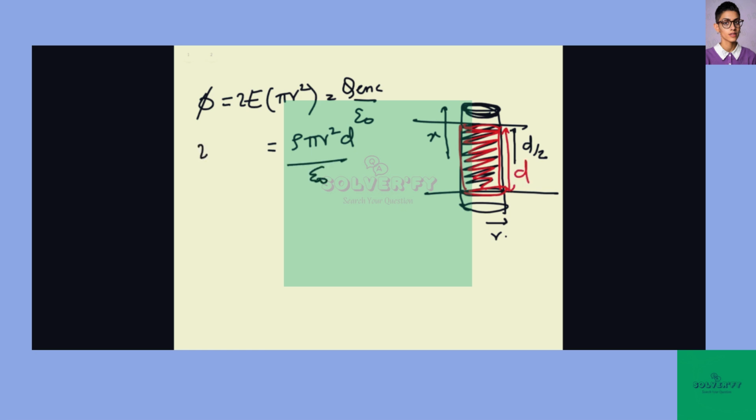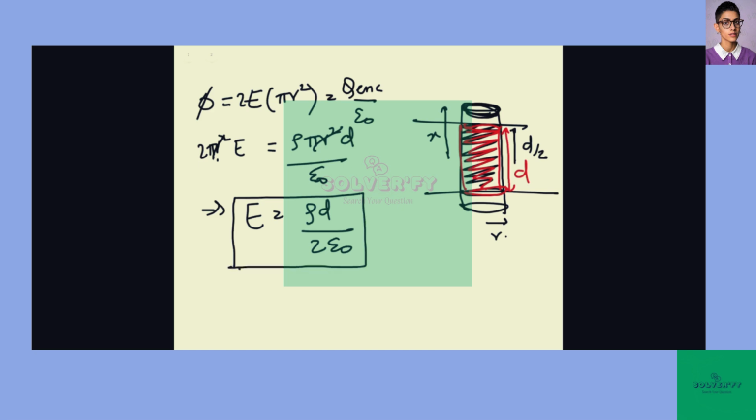That's it. 2 pi r square E, which gives us E is equal to, we cancel pi r square, and we get rho d by 2 epsilon naught. This is the electric field for any point beyond the slab, that is, for mod x greater than d by 2. That is it.